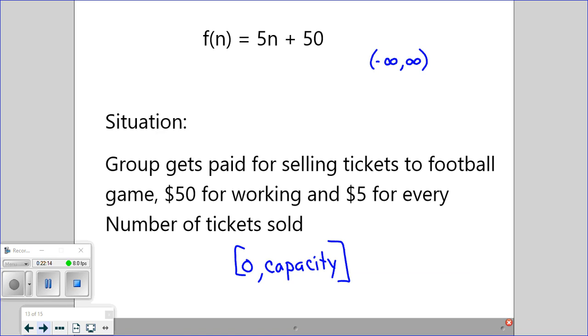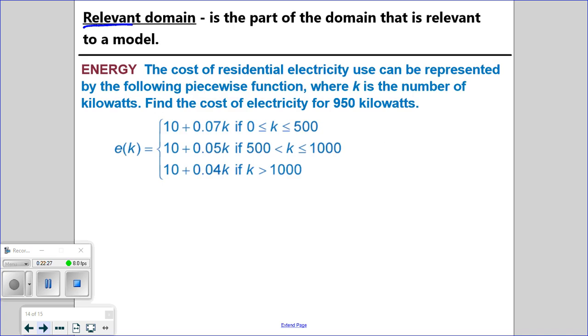Different than what the function actually told me for a domain, but the situation gives me a domain restriction, doesn't it? What you guys are looking at in play here is what is called relevant domain. Relevant domain refers to a domain restriction that happens because of the situation, not because of the function itself necessarily.